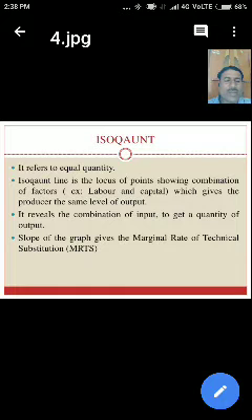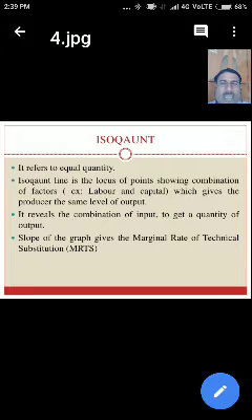Isoquant, you already know. Once again I am repeating what an isoquant is. It refers to equal quantity or equal production. The isoquant line is the locus of points showing combinations of factors. Here we have to take into account two factors for the analysis of the production process, labor and capital, which give the producer the same level of output.